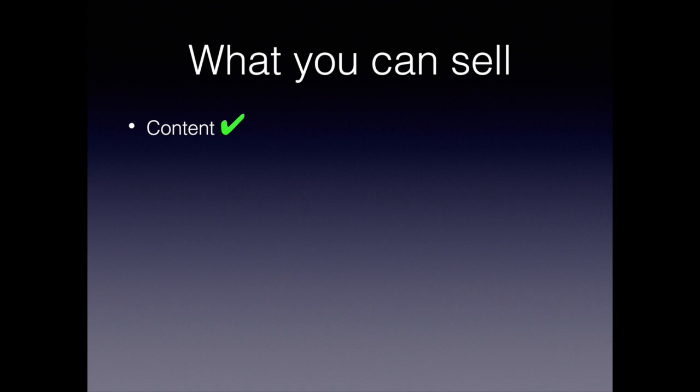So the first thing you can sell, of course, is content, like additional game levels, for example. You can sell app functionality, like the app Paper sells you pens for drawing. You can sell services. For example, Evernote sells the software as a service of notes.